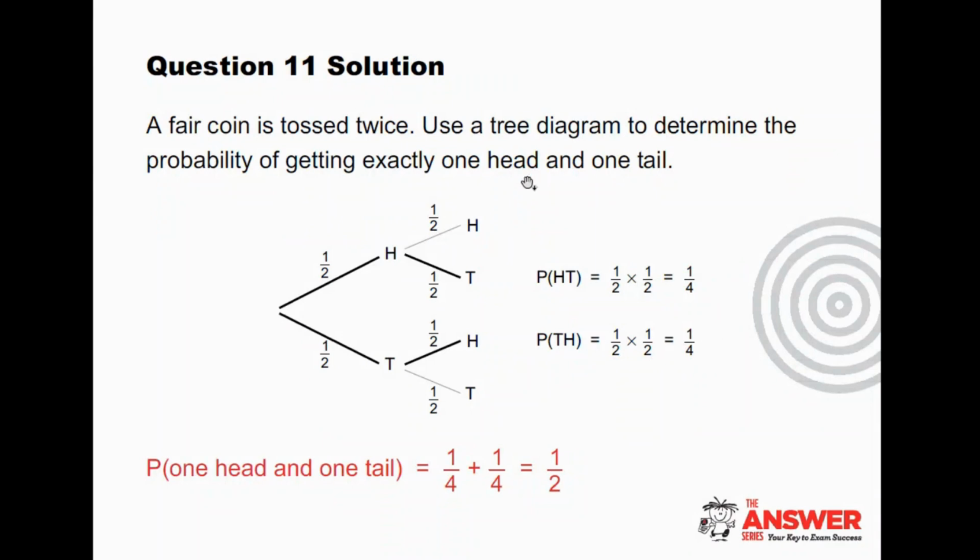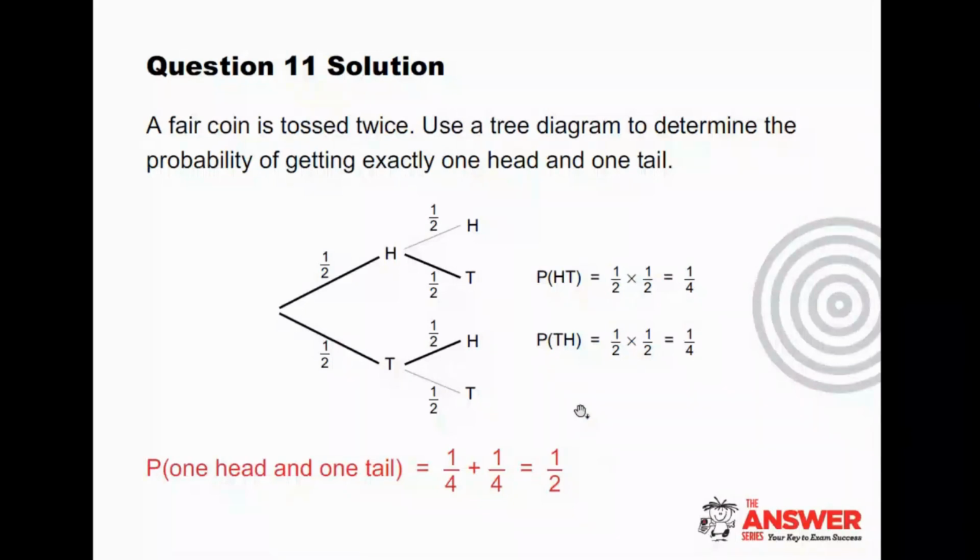Determine the probability of getting exactly one head and one tail. It says nothing about the order. So it could be head followed by tail or tail followed by head. And on a tree diagram, we multiply on the branches. So multiply a half times a half for head tail. Multiply a half times a half for tail head. So I get a quarter from each of those. And then we add the two branches together. So a quarter plus a quarter is a half.